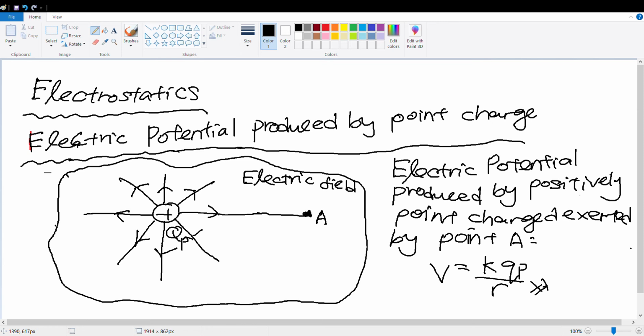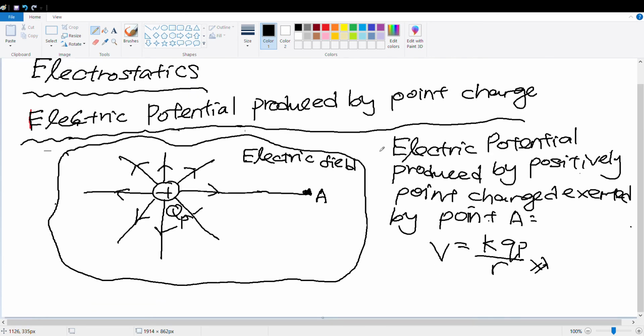Alright, so there's another conversion that needs to be done. Remember that KQ over R is equal to QP over 4 pi epsilon naught R. So this is the true formula. Okay, let me erase this one. So we have done this one.